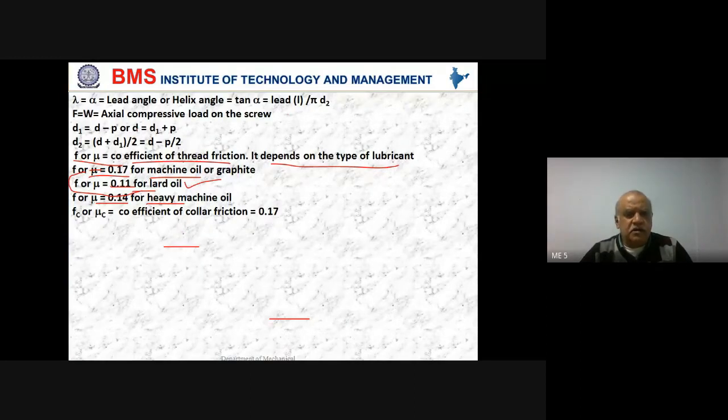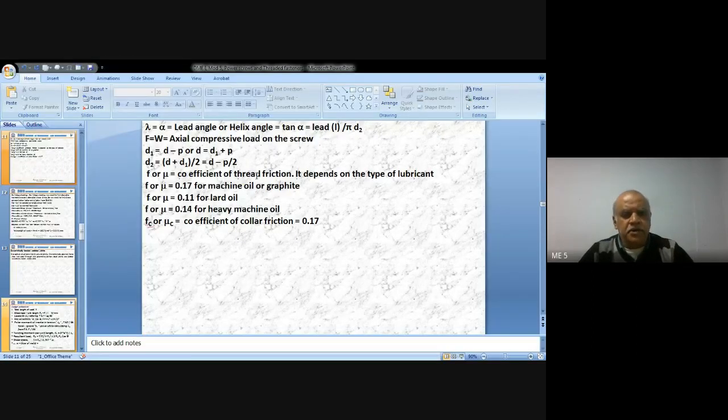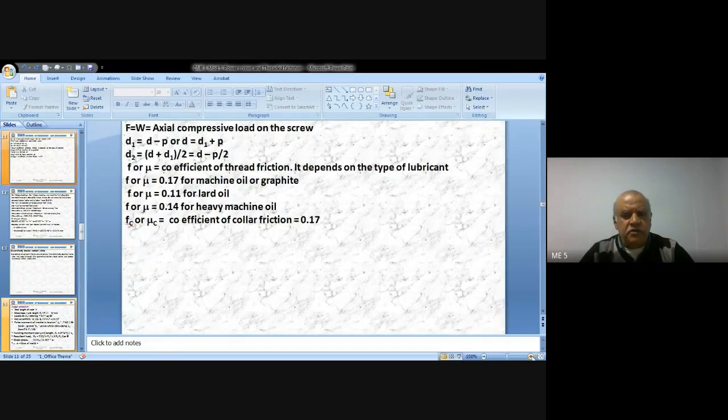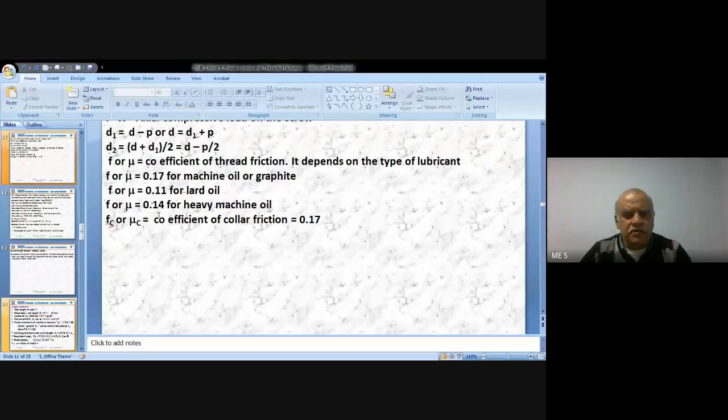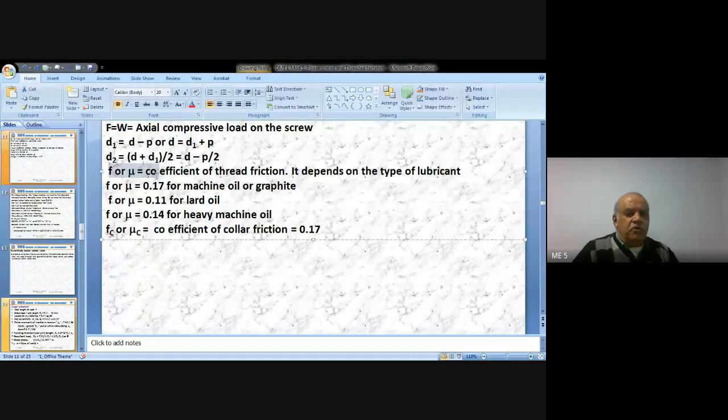Please note down this. The coefficient of thread friction depends on the type of lubricant. Therefore, F or mu is equal to 0.17 for machine oil, F is equal to 0.11 for lard oil, and F is equal to 0.14 for heavy machine oil. Please note down this much. F or mu represents the coefficient of thread friction, which depends on the type of lubricant that we use.